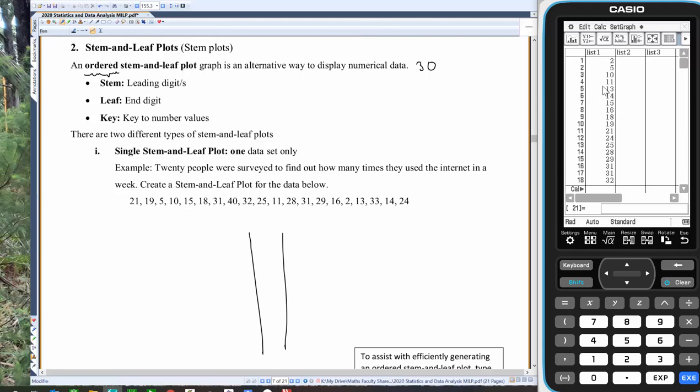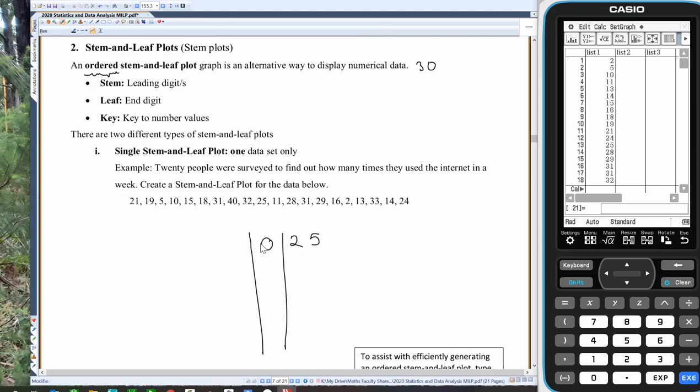Now we're going to get an idea of what our leaves are going to be. We note that 40 is our highest value and 2 is our lowest value. A leaf is only ever going to be a single digit. So our stem goes here and our leaf goes here, and our leaf has to be a single digit. My first stem is a 0. Then I add the leaf to that, which is 2, and then 5.